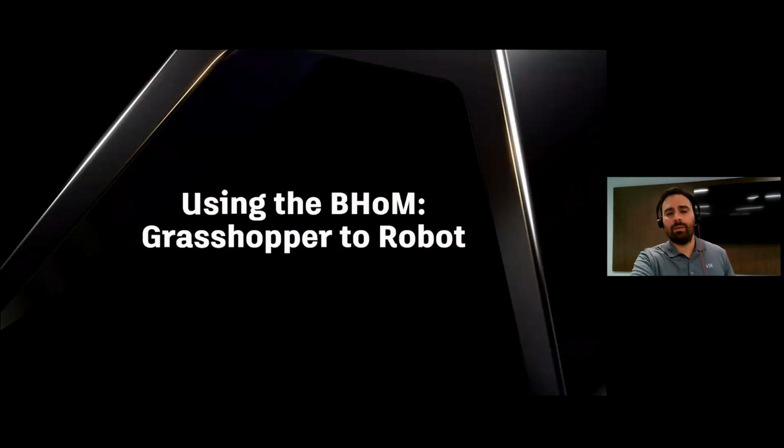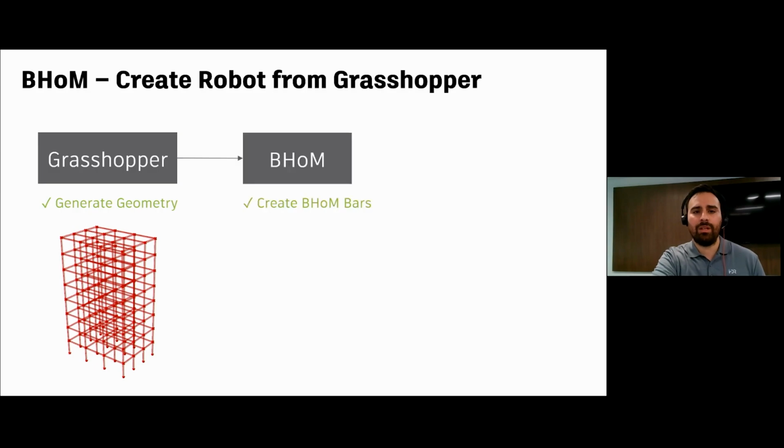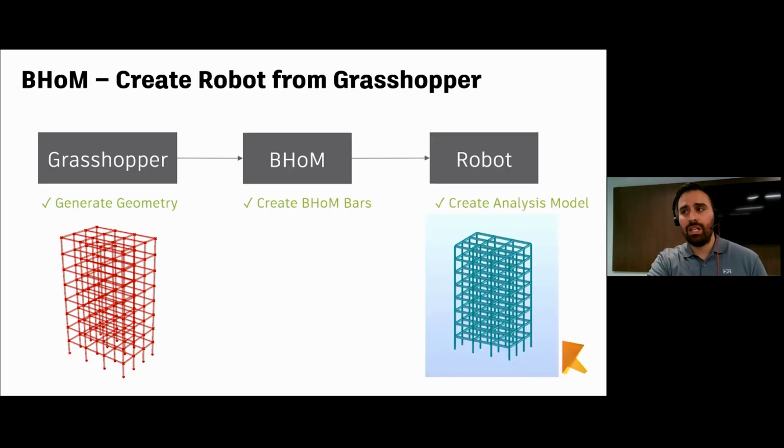So now we're going to use the BHoM. Here are kind of some examples of just what it can do. And the first one we're going to do is starting from Grasshopper and going to Robot. So this first step, we're going to generate our geometry in Grasshopper. We're going to create BHoM bars. And then finally, we're going to create our analysis model.